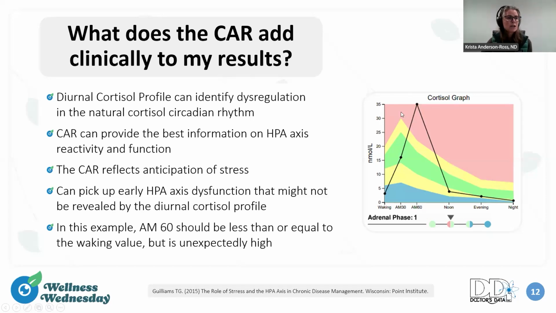So when we see this high cortisol reading somewhere in the cortisol awakening response, we're wondering about what kind of anticipatory stress might be going on for that patient, and then you can address treatment accordingly.